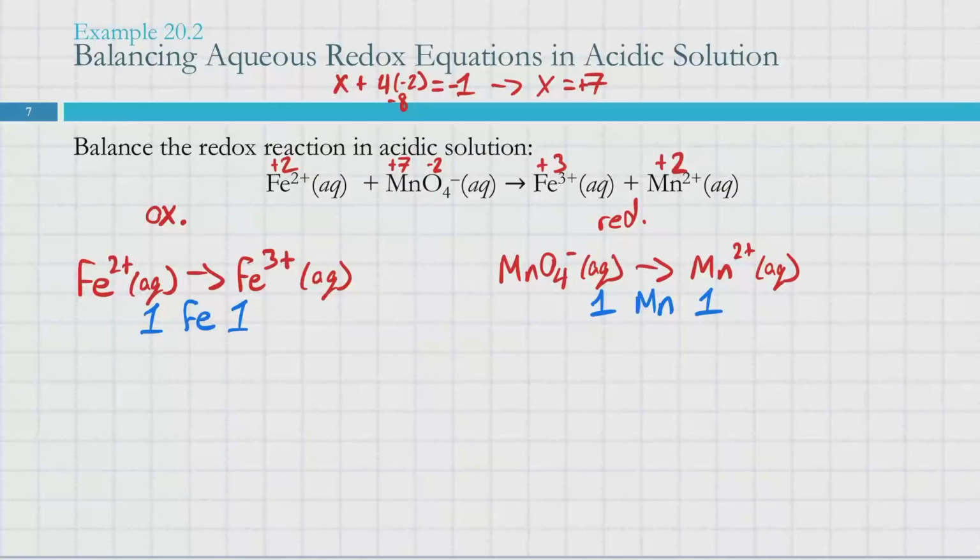And now we get to do the new steps, the stuff that's new to us for redox reactions. So we're going to balance oxygen first. We currently have 4 oxygens on the left side. We're doing this balancing in an acidic solution, an acidic aqueous solution. Aqueous means what?